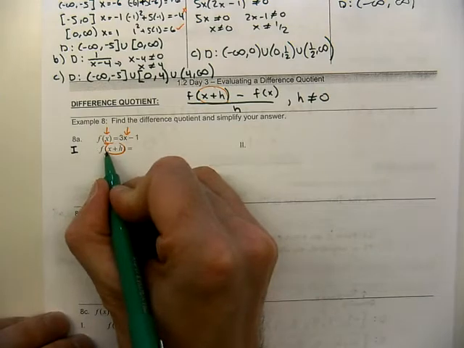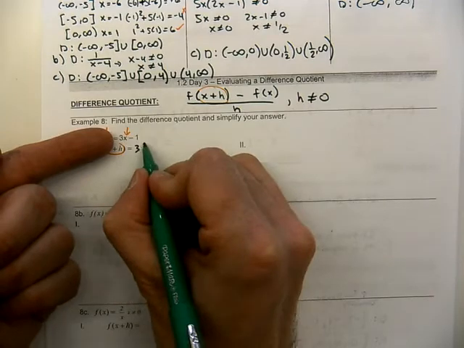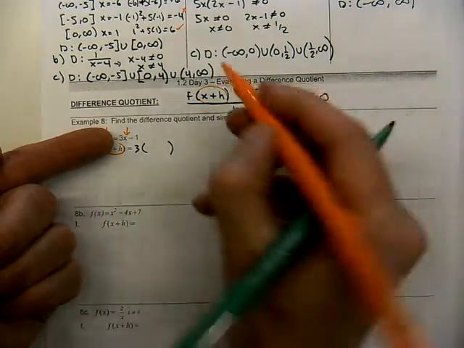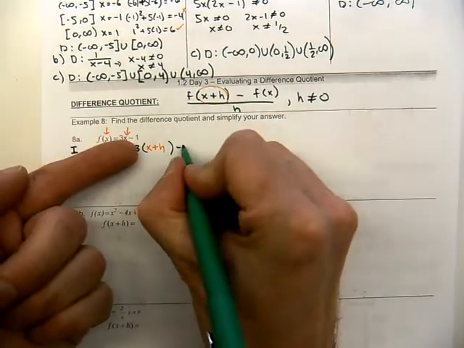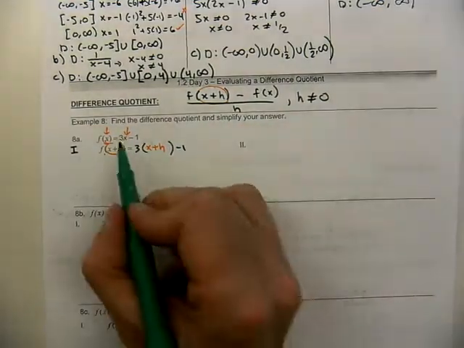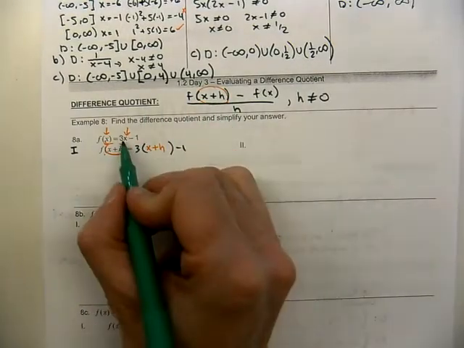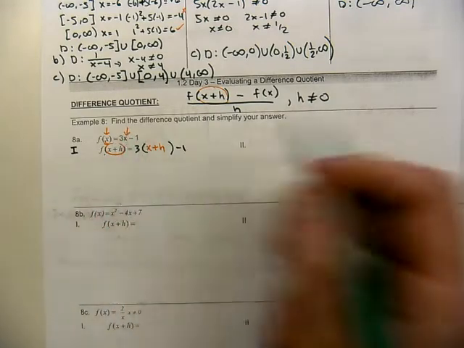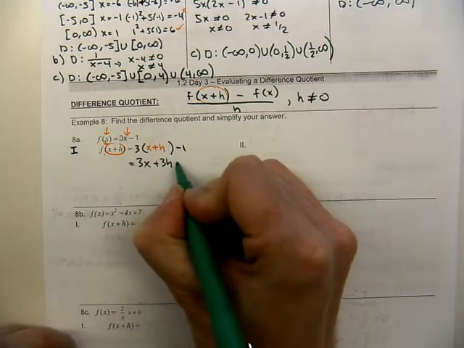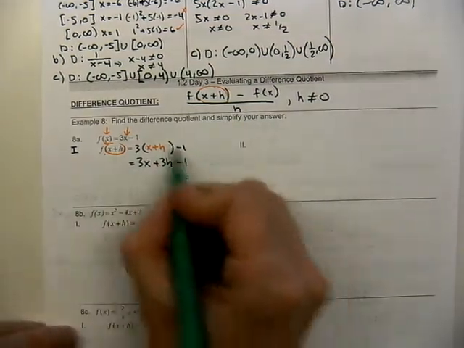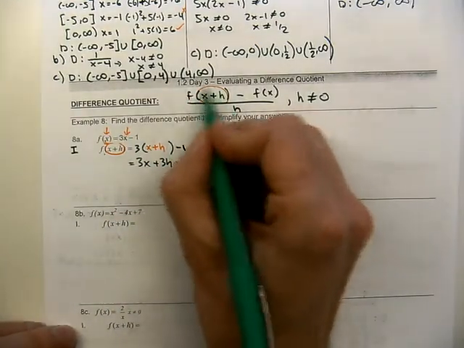F evaluated at this new input of x plus h is equal to, so we have 3 times an input, so there's 3 times my input. Again, what we're doing is dropping in this binomial of x plus h. And we have this minus 1 that tags along. So it's the same function, but we have a brand new input. We're going to take that binomial and substitute it in place of x. Let's distribute the 3. So 3 times x, 3 times h, there's the minus 1. All of that is the output. That is describing this piece of the difference quotient.